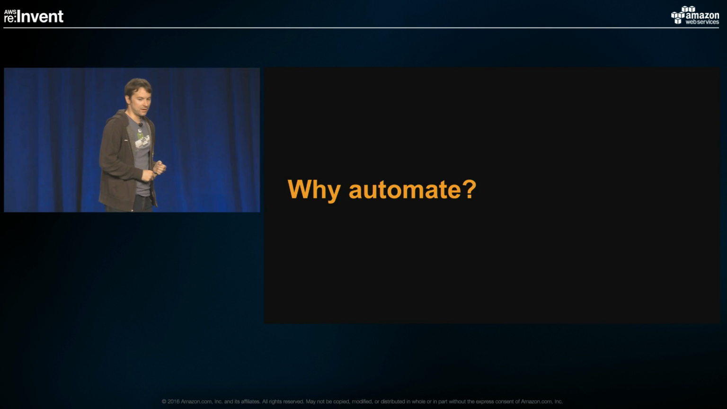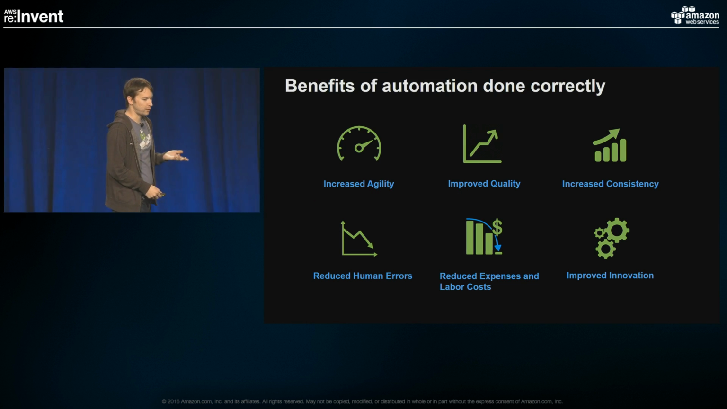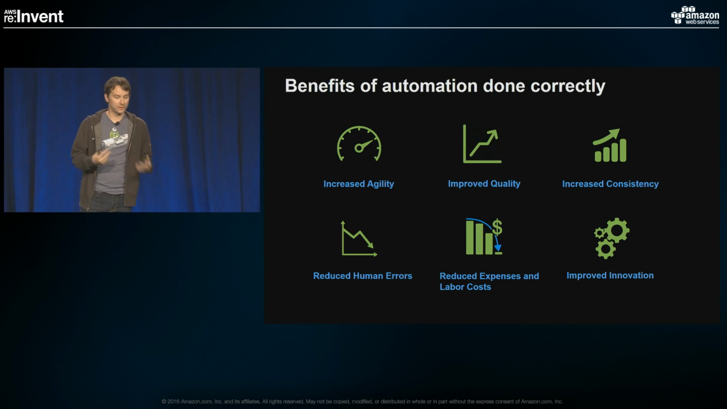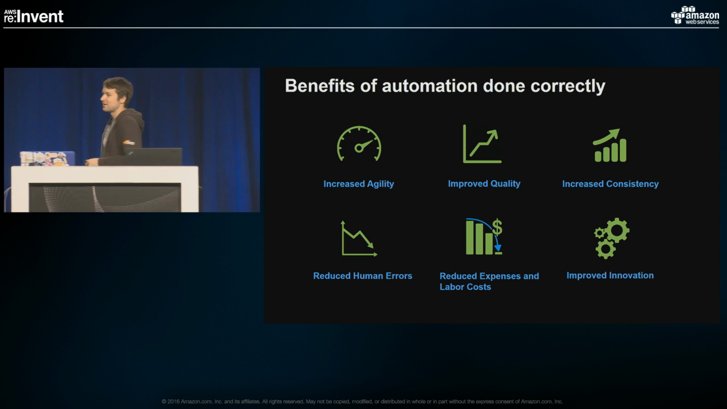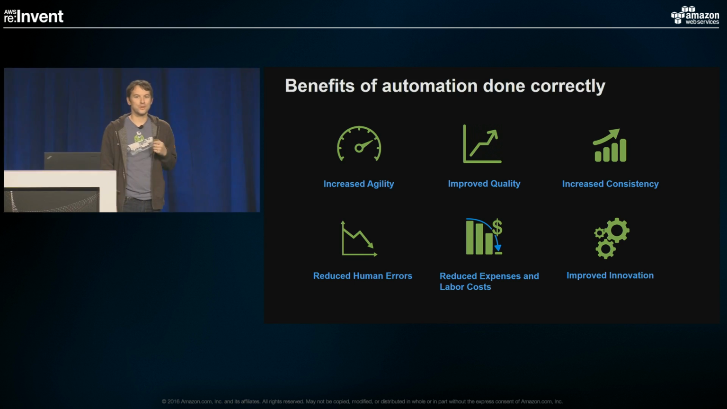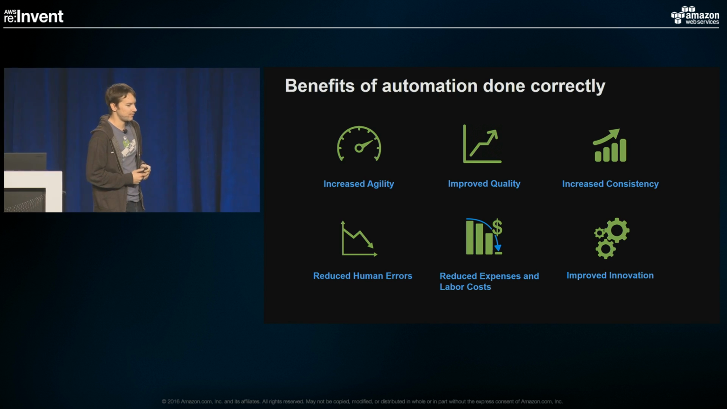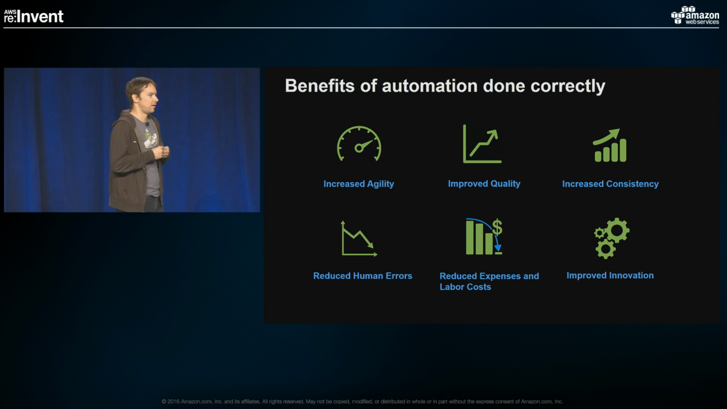So why automate? Again, yes is the answer. You get increased agility, you get improved quality, increased consistency, reduced human errors, I'm reading the slide, reduced expenses and labor costs, and improved innovation. One thing that you may not be aware of, however, is that you don't always need to automate. There are certain things where a human will always be better. So the benefits of automation when it's done correctly are myriad and obvious. What's not obvious is the damage done from automating incorrectly.